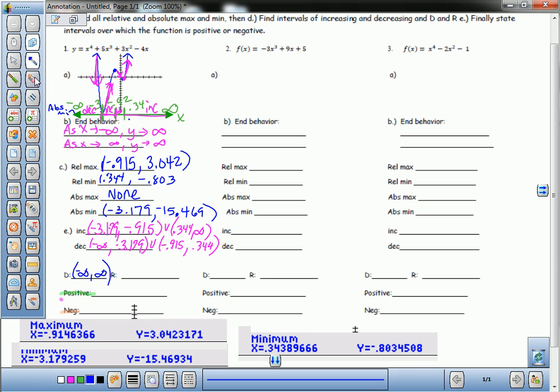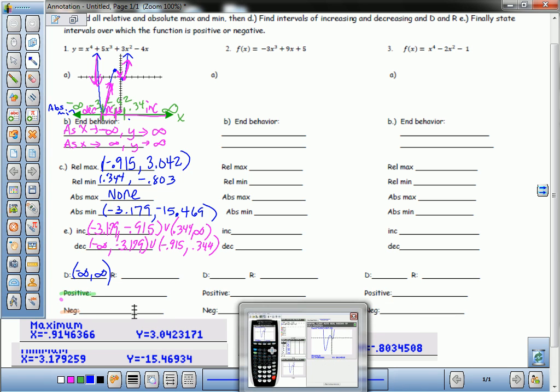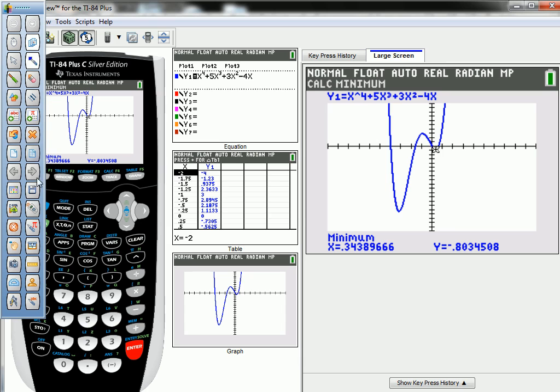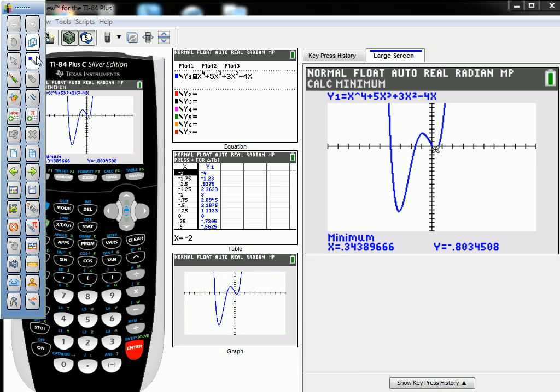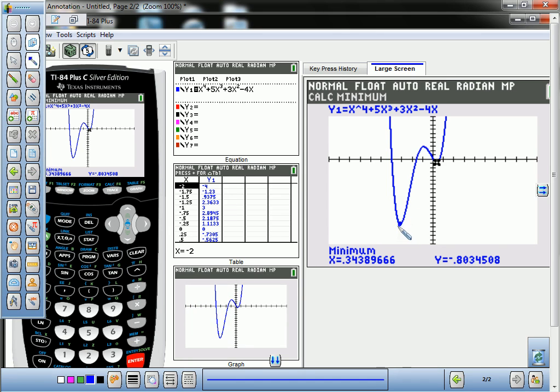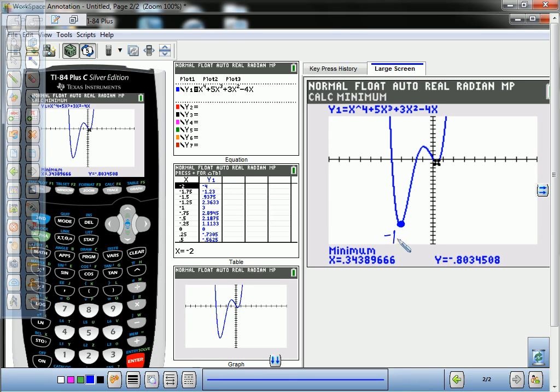Now I'm going to erase some of this stuff. Actually, no, let's just go back and look at our graph over here. All right, so what did we say this y value was down here? Negative 15.469. Negative 15.469. Do you guys see that that is the lowest y value on the whole graph? And then it goes up forever?